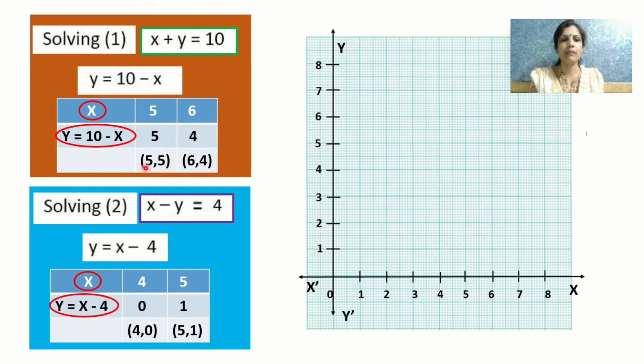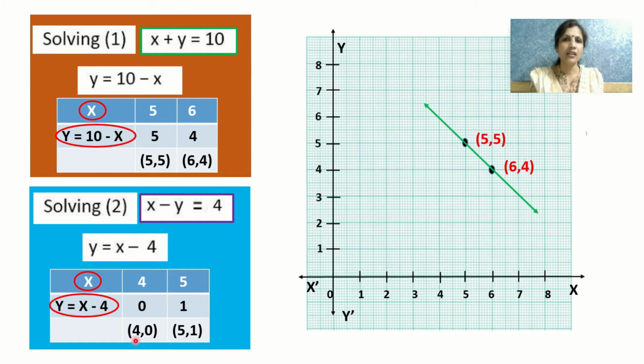Looking at the first table, our first point is 5, 5. So 5 is the x coordinate and 5 is the y coordinate, so the point will come here. Then we have 6, 4. You will plot it like this and then draw a line passing through these 2 points.